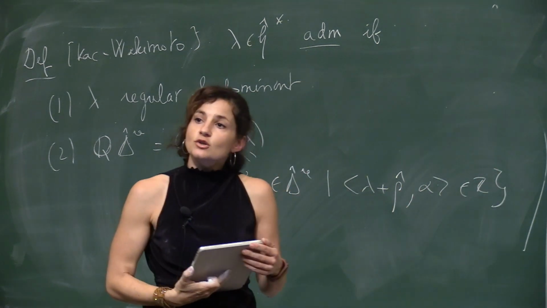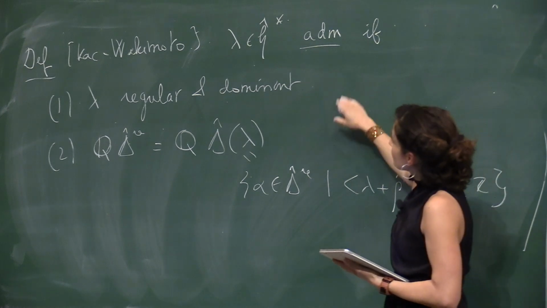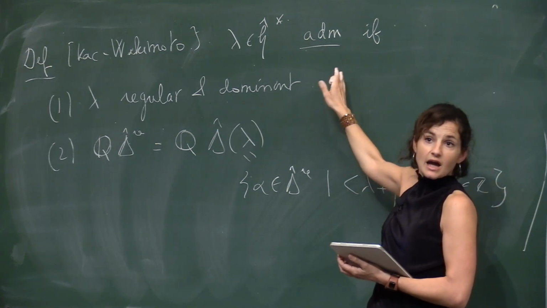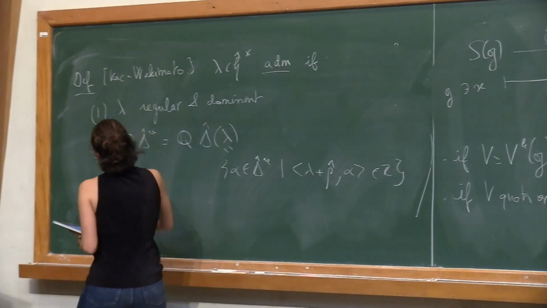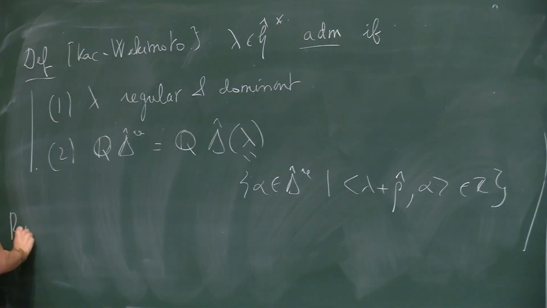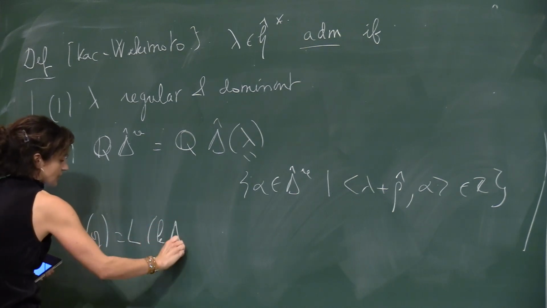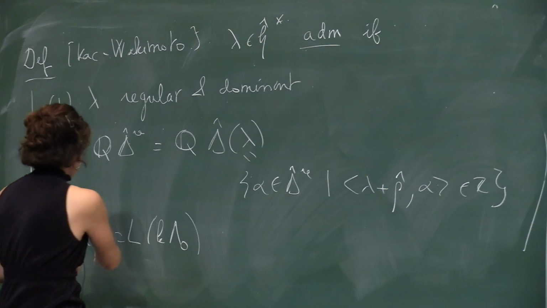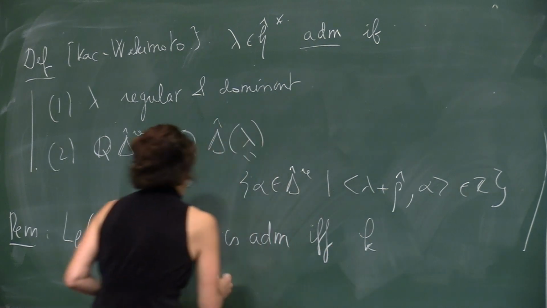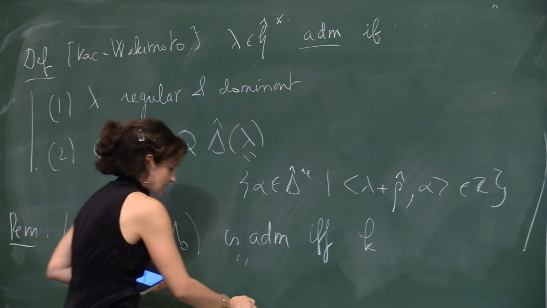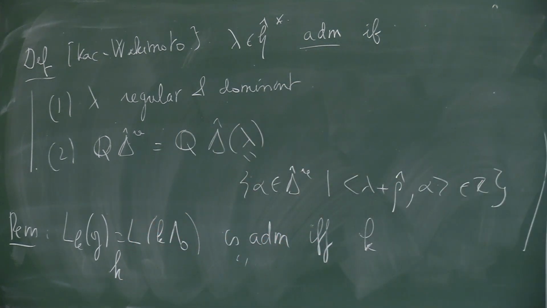The conditions look technical, but Kac and Wakimoto conjectured that these conditions are equivalent to the fact that the character of the corresponding highest weight module has a modular invariance property. I haven't mentioned it, but this is a particular highest weight representation of G hat. And in this case, K is admissible if and only if, maybe I write the condition here.